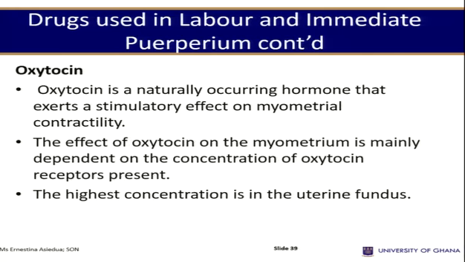Then we come to our famous oxytocin. Oxytocin is widely used and it's a naturally occurring hormone that exerts a stimulatory effect on myometrial contractility. The effect of oxytocin on the myometrium is mainly dependent on the concentration of the oxytocin receptors present. The highest concentration is in the uterine fundus.